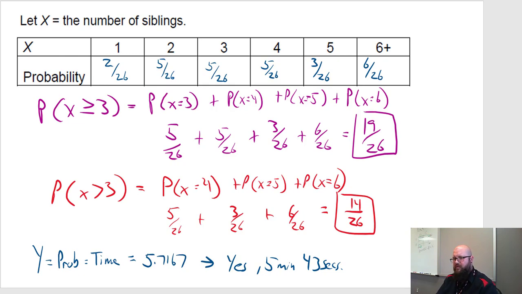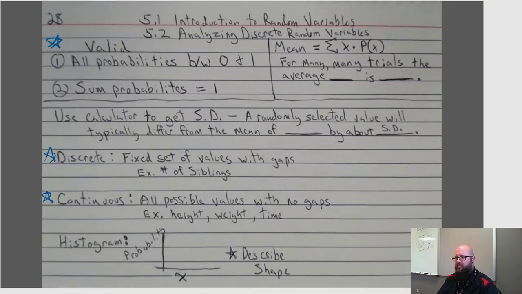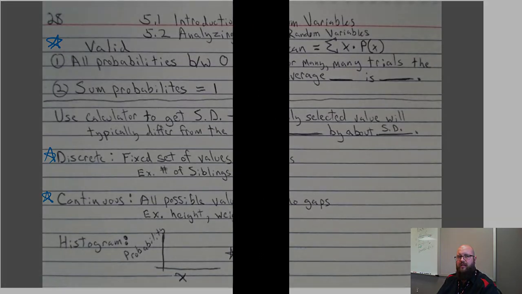So hopefully that explains a little bit about dealing with probabilities between 0 and 1, the sum of probabilities, as well as what discrete and continuous are. I hope you learned a little bit of something today, and I'll see you next time.